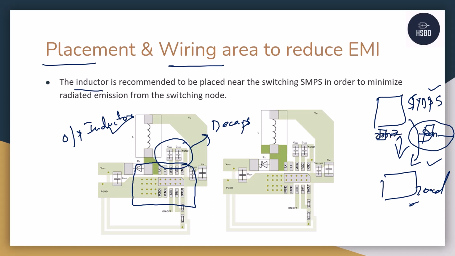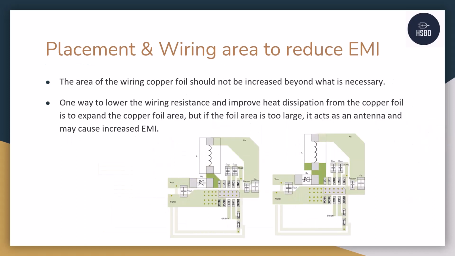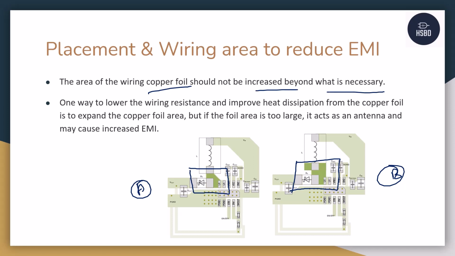Now let us talk about the wiring area to reduce the EMI losses. As you notice, this is example A and this is example B, and there is one difference between both the examples, that is the wiring. The kind of wiring that we have done for both the examples is different. So it is always advisable that the copper foil should not increase beyond what is necessary. That means the power plane that is connected between the SMPS and the inductor should not be very large, as well as it should not be very small. It should be precise and it should not be more than what is necessary.